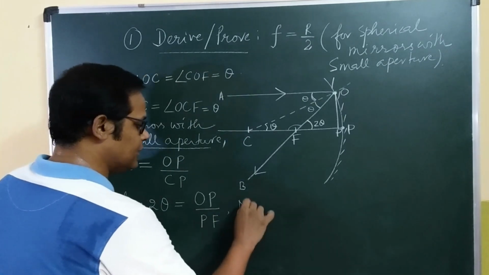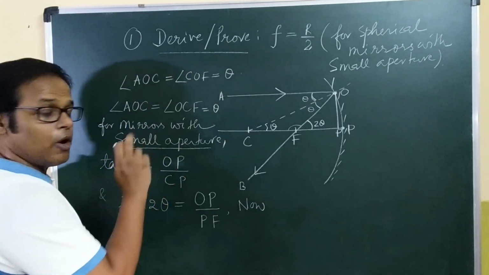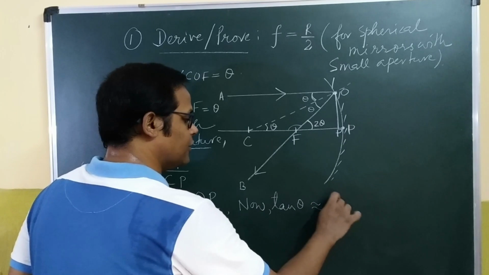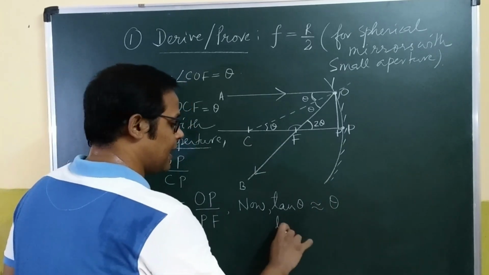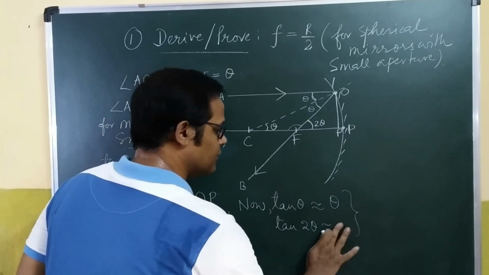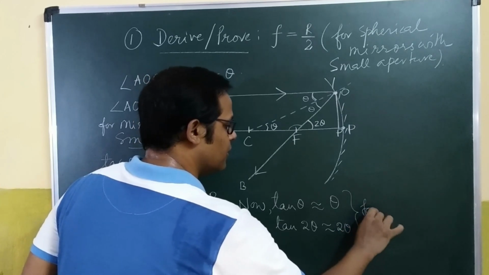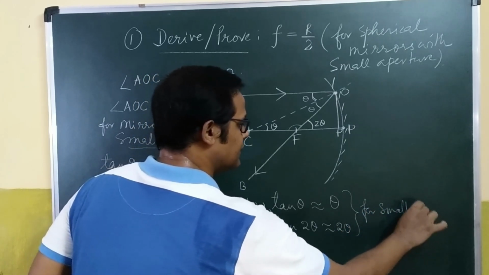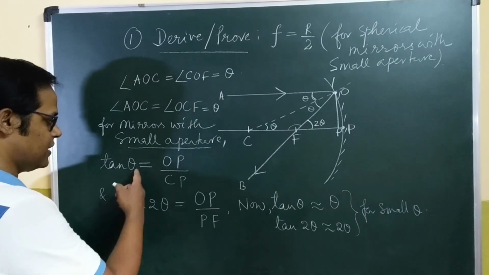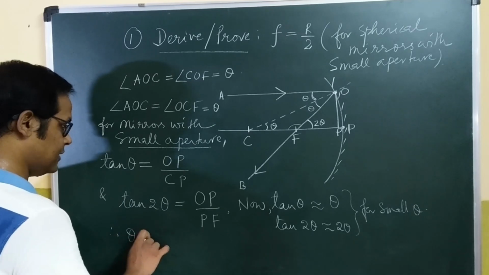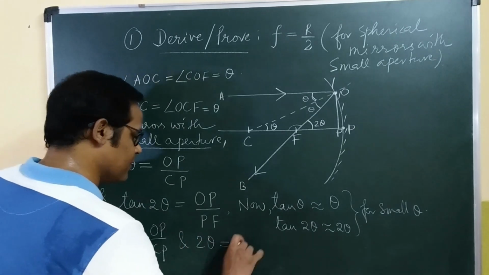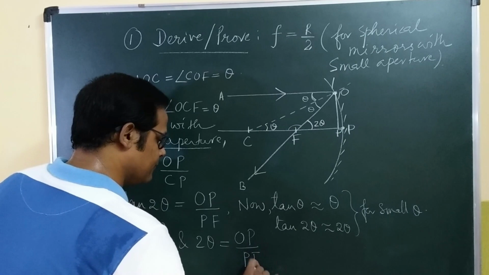Now I have to write this condition. For mirrors with small apertures, tan theta is almost equivalent to theta, and tan 2 theta is almost equivalent to 2 theta. For really small thetas, this is absolutely correct. So now if you look into these equations, I have therefore theta equals OP by CP, and I have 2 theta equals OP by PF.